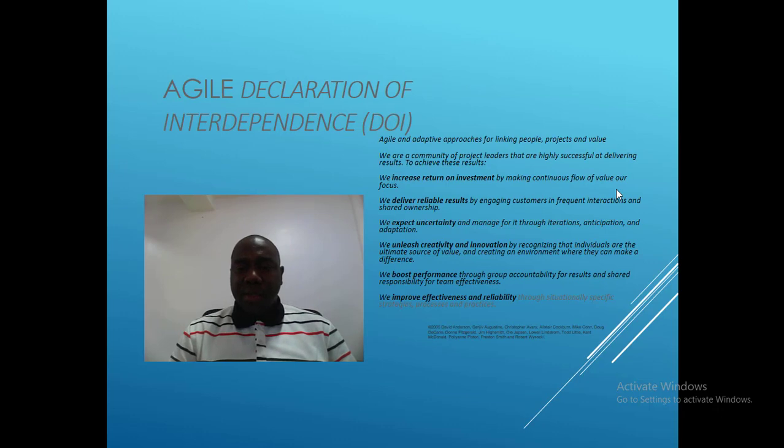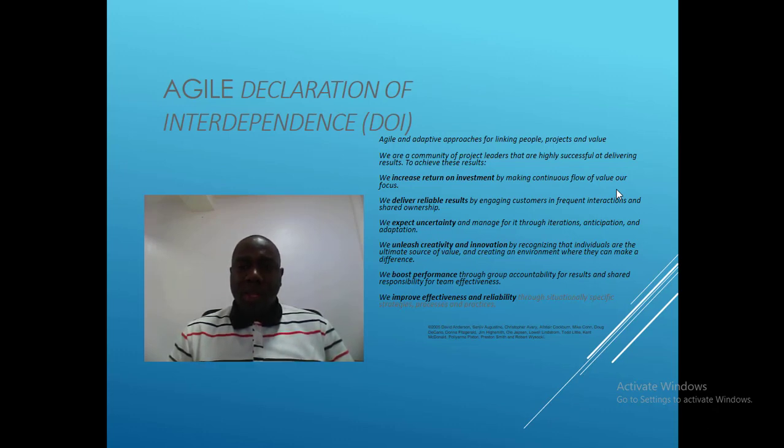Now, sometime in 2001, some guys who had been practicing Agile Project Management for some time came together and came up with the Declaration of Independence, and this talks about the principles that guide Agile Project Management.